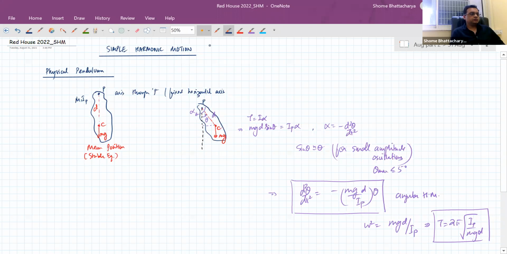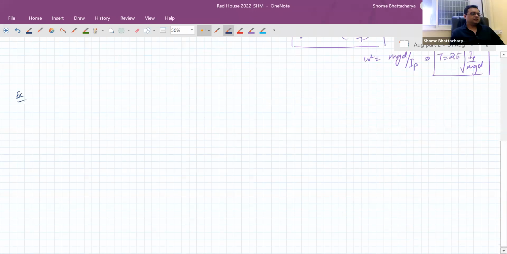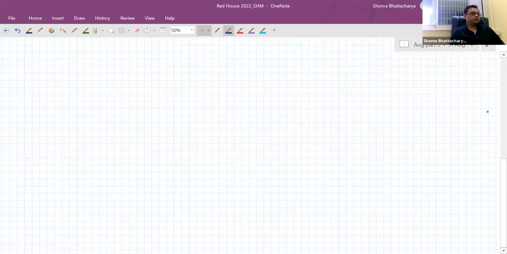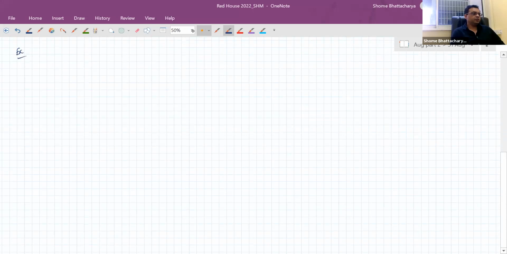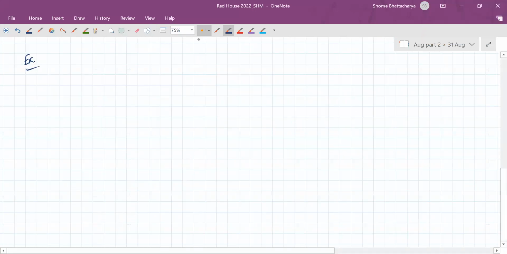Okay, this is fine now? Yes. Okay. So typically the thing is about being able to apply your rotational mechanics properly to find out moment of inertia and all these things. So let's look at an example.